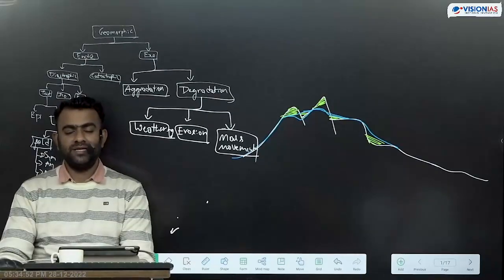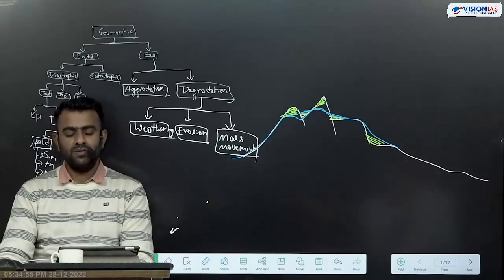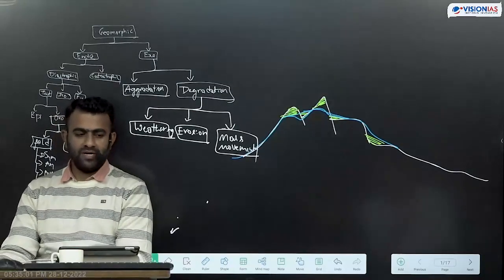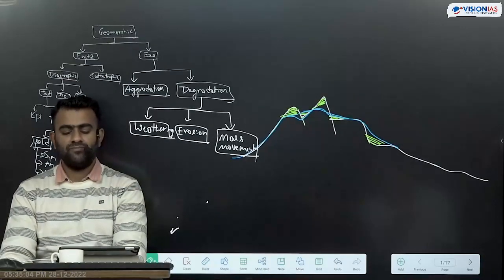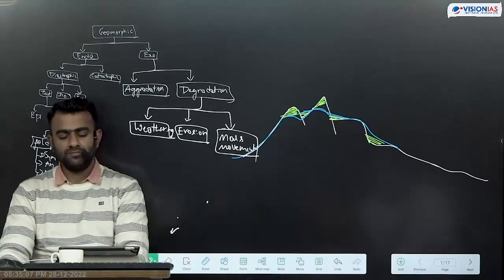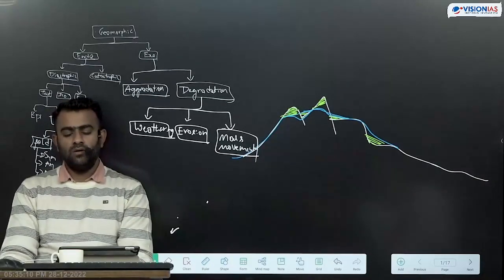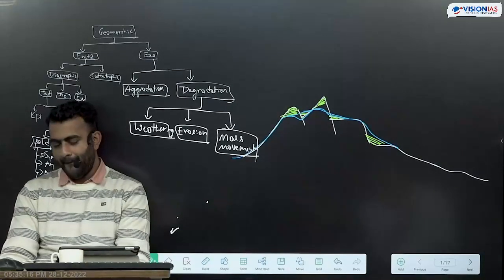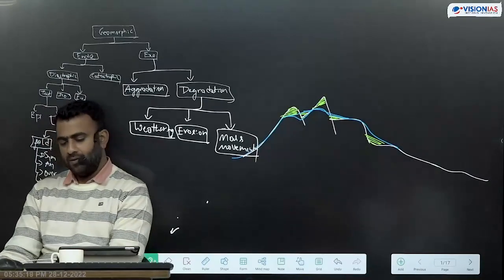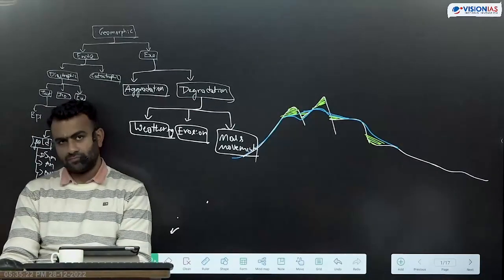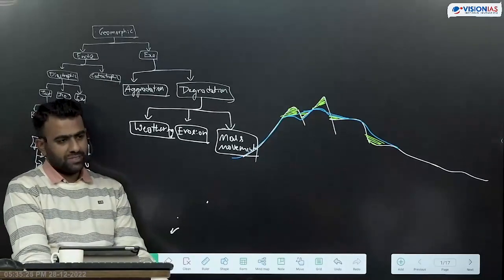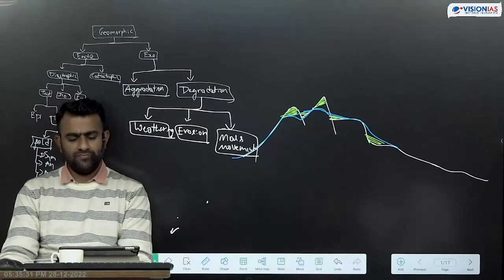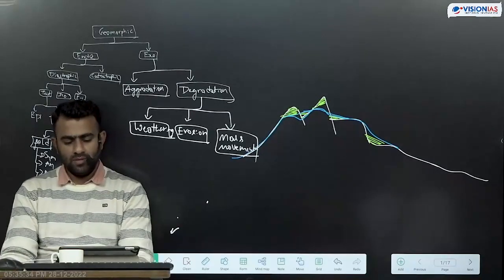Next paragraph. The different agents of exogenetic movements are wind, river, groundwater, waves and glaciers.